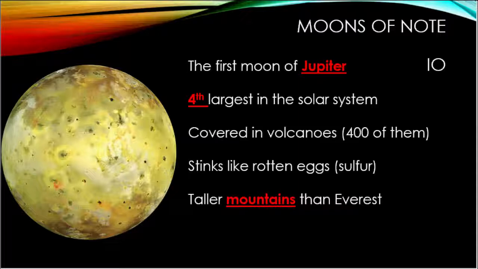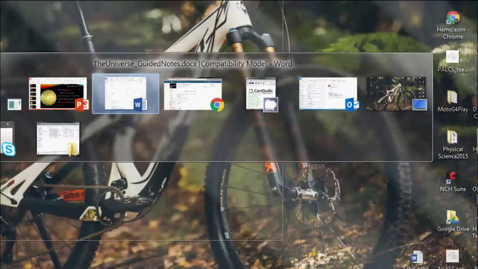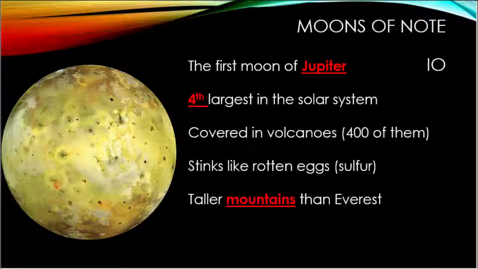And I can't remember the name of the one that's the biggest volcano. Let's see if I can look it up real quick. I used to know this. Okay, it's Loki Patera. Loki Patera. L-O-K-I, and then another second word, P-A-T-E-R-A. It's the largest volcanic depression on the moon. It contains an active lava lake.